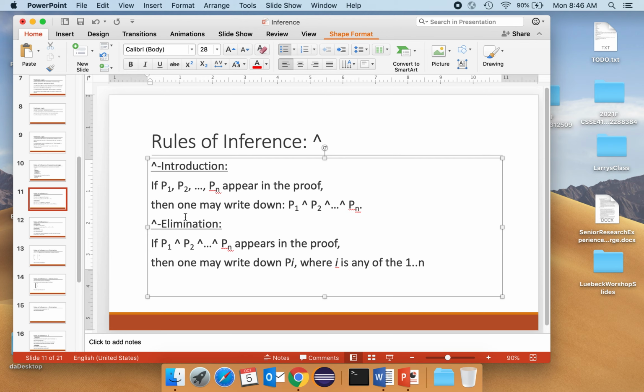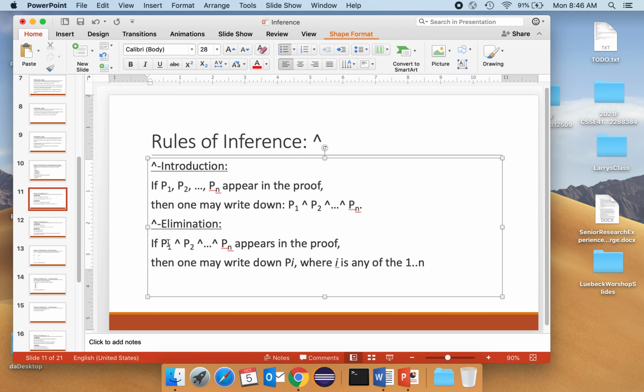we can do is write down a formula that ANDs them all together: P1 and P2 and so on up to Pn. Okay? So if I know that the moon is made of green cheese, and I also establish somewhere in my proof that I am a millionaire, then I can write down the moon is made of green cheese and I'm a millionaire. All right? Yeah, I know it's not rocket science, but it's handy for some proofs.